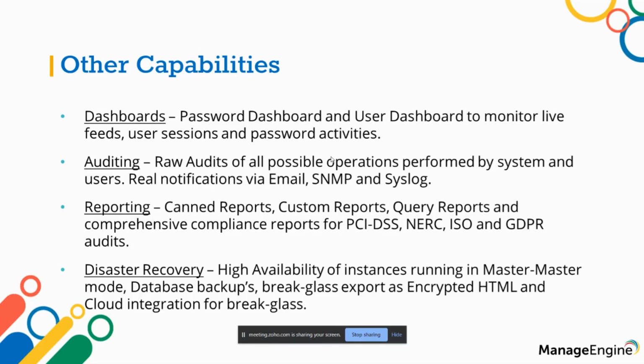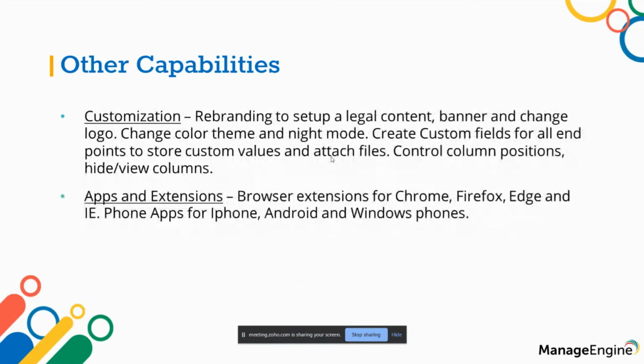We also have direct cloud integration where we could drop this encrypted HTML file automatically into your own Dropbox account or Box account or even an S3 bucket. That way, if there is a big disaster, you can still go to your cloud server and just unlock this encrypted HTML file. And in terms of customizations, we support rebranding. We allow you to put up a legal content banner or even a privacy policy that every user should accept, and only then they can log in.